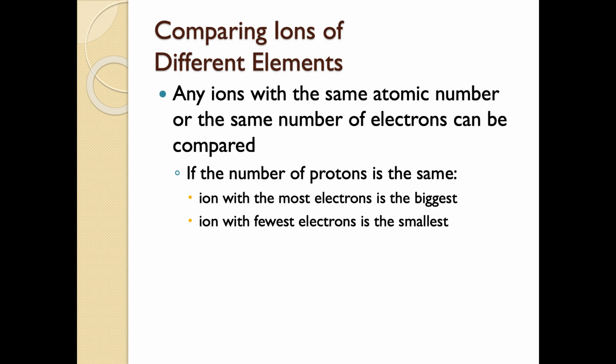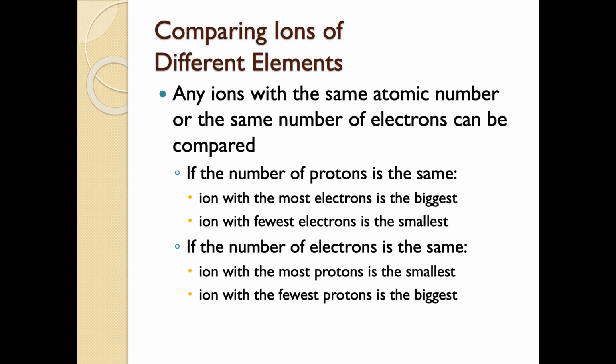Cations usually get smaller. It's not a usually. Cations always get smaller. Anions always get bigger. And then if we have two different ions that have the same number of electrons, there's actually a term that you'll sometimes see called isoelectronic, which represents things that have the same number of electrons in them.